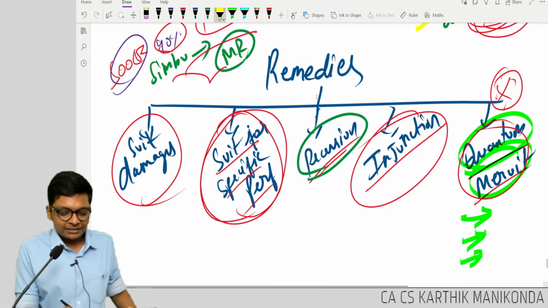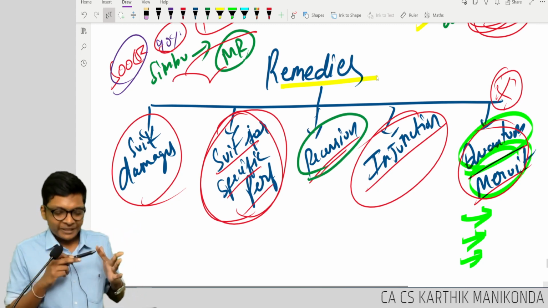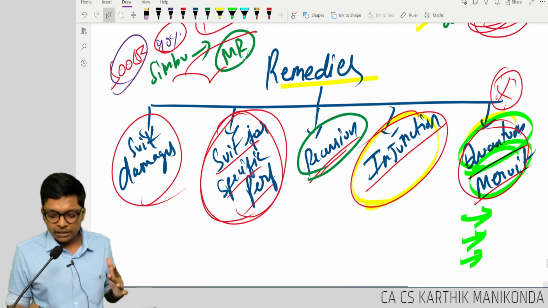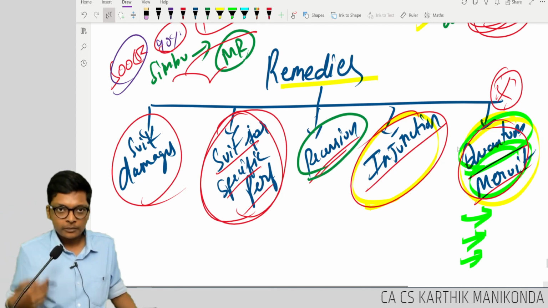So what damages and remedies do we have, guys? Suit for damages, suit for specific performance, recession of a contract, injunction, quantum merit. Clear? Yes? Doubt?